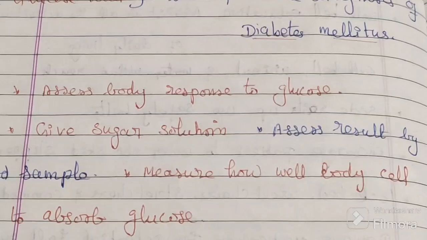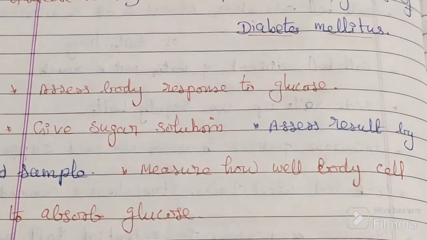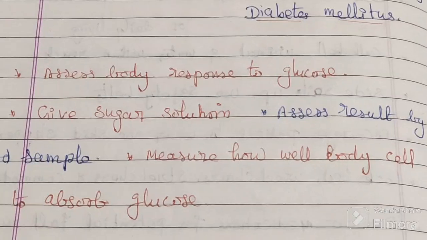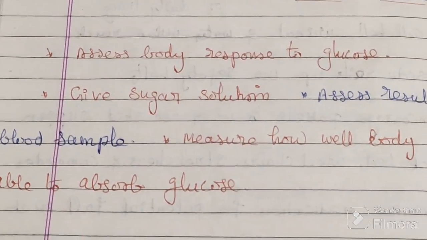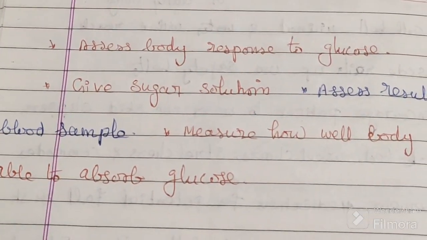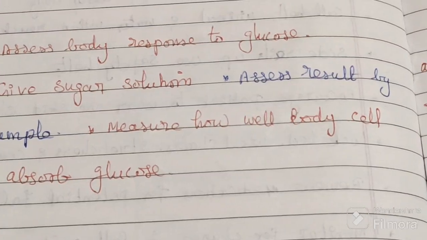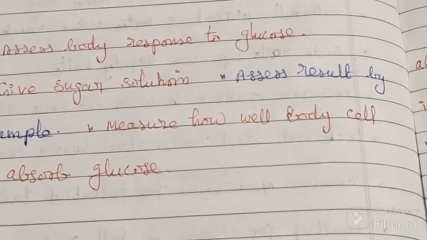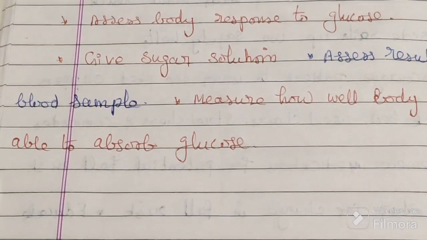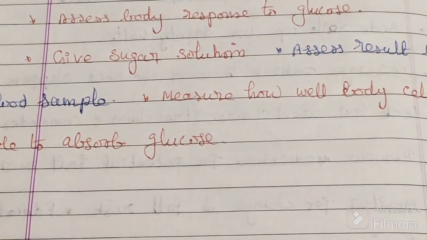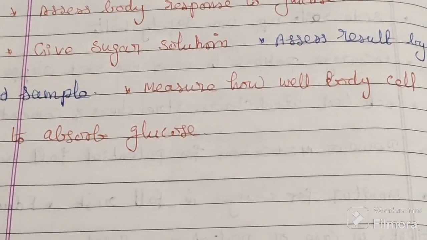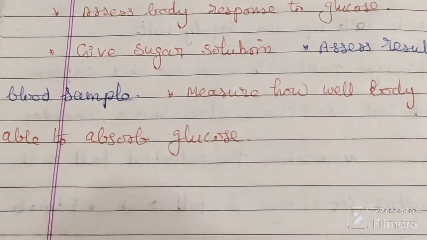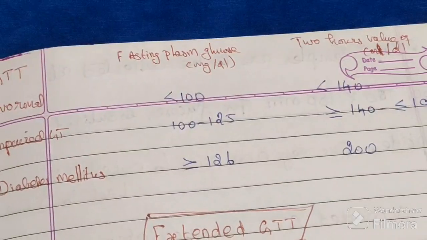So this test assesses the body's response to glucose. Here we will give a sugar solution, 75 gram of glucose mixed with 300 ml of water. Then assess the result by blood sample. Measure how well body cells are able to absorb glucose. By using this method, we can measure how well body cells are able to absorb glucose.